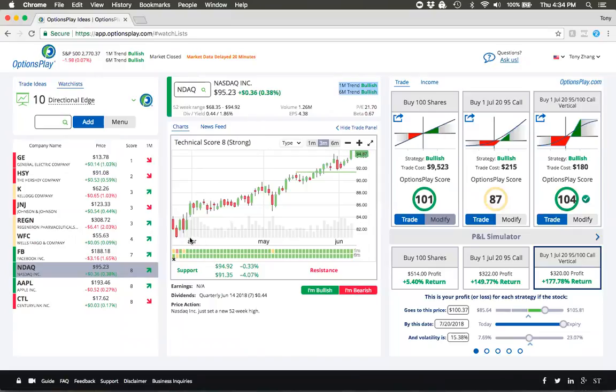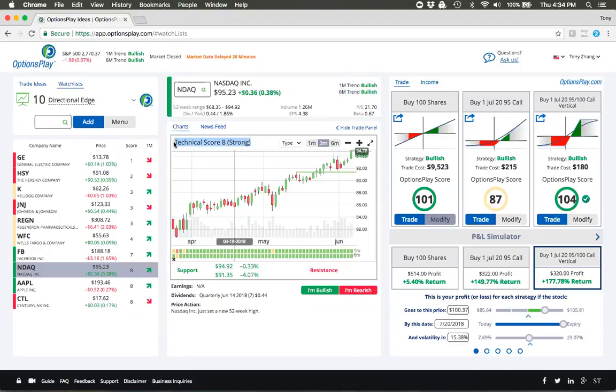I can see that this stock has actually been bullish for quite a long time. So pretty much this entire chart since April, as you can see, the 1 month and 6 month trends have been bullish consistently with each other. This is how you can use our indicators to help you reliably gain a directional view.